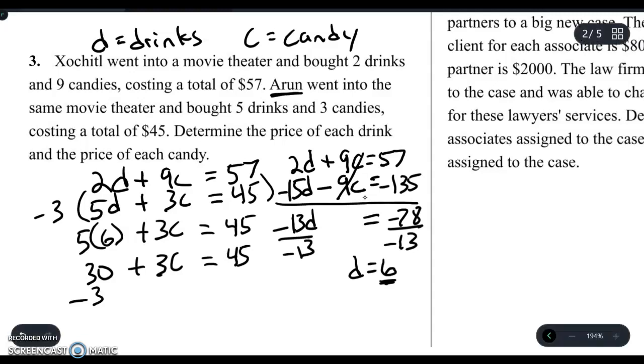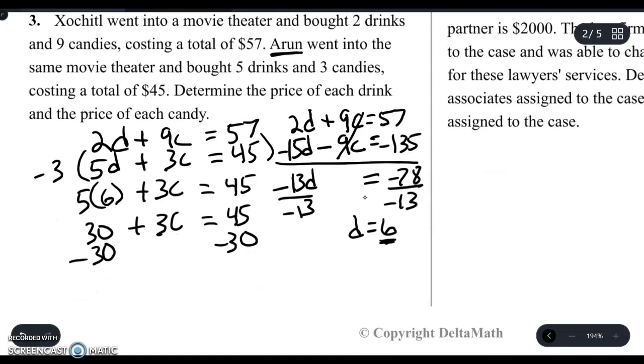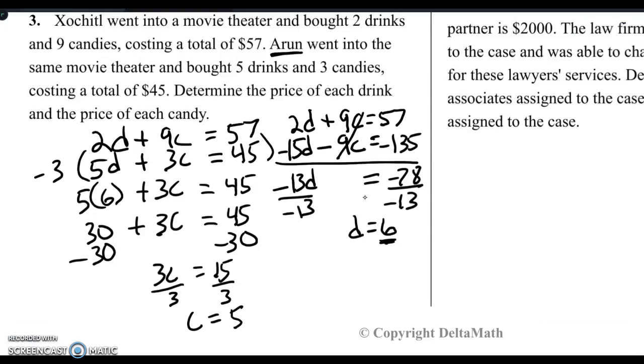Subtract the 30 on both sides. You get 3C is equal to 15. And then divide by 3, and C is equal to 5. So candy costs $5 each.